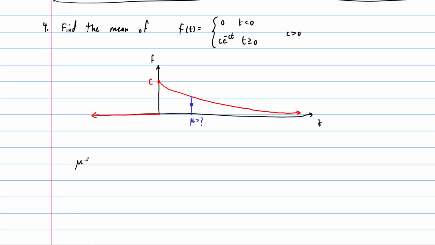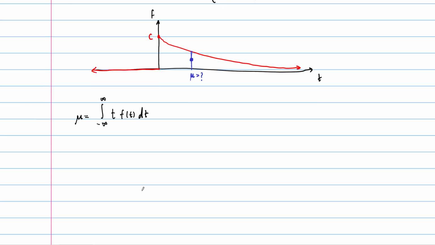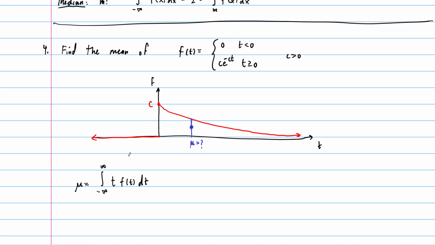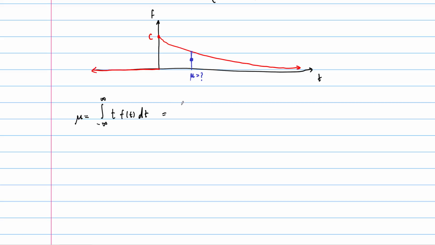So let's compute. Our mu is going to be equal to the integral from minus infinity to infinity of t times f of t dt. I keep switching between x's and t's, partially because it's just an integration variable, and you have to get used to it. It doesn't matter what this variable is. We already know that this function is 0 on this portion, and then we're just going to integrate on this portion. So what we have to compute is the integral from 0 to infinity of t times c times e to the minus ct dt.